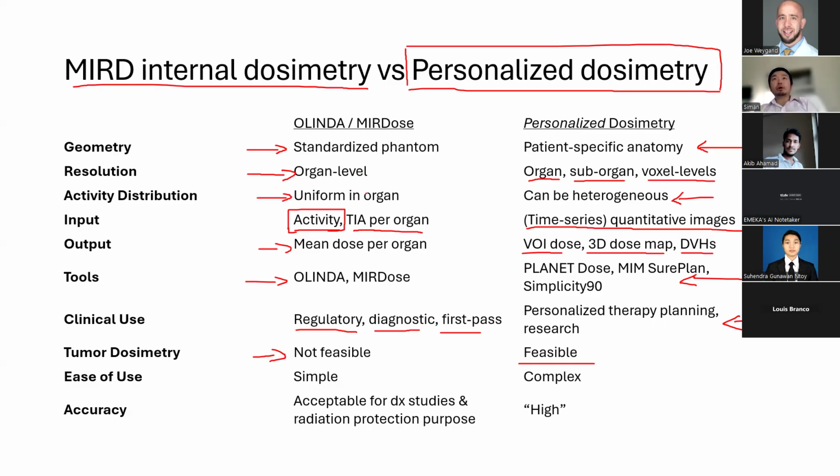The pro of using MERT dose is that it's very simple, very reproducible. Whereas personalized dosimetry is very complex. So if you have 10 different people do it, you may get 10 different answers. So accuracy is acceptable for diagnostic study or for radiation protection. And accuracy for personal dosimetry, if it's done right, it can be high, but if it's done wrong, then the error will be very high as well.